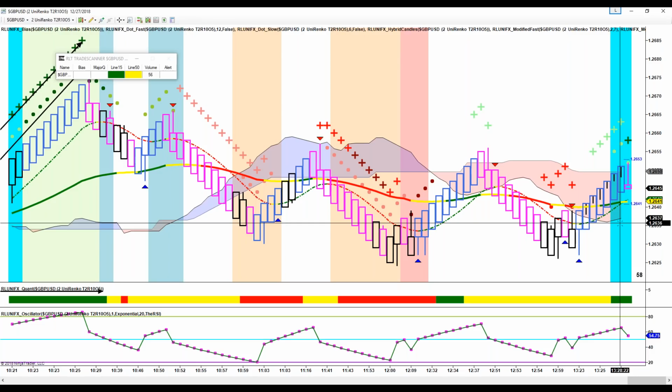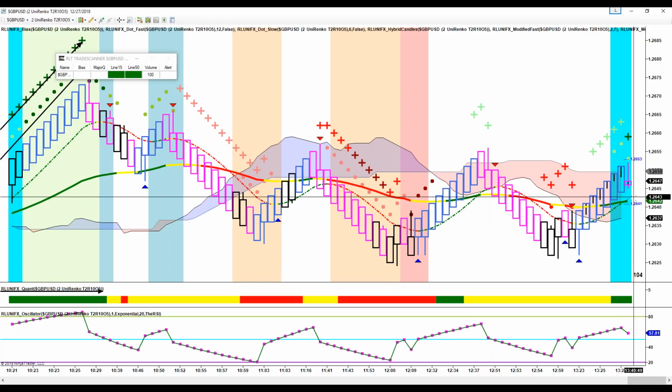And there are people who tell me it's been done before. So I don't want to say it's the first time. I'll say I've never seen it before. We get to look at the wicks even in a Unirenko chart.